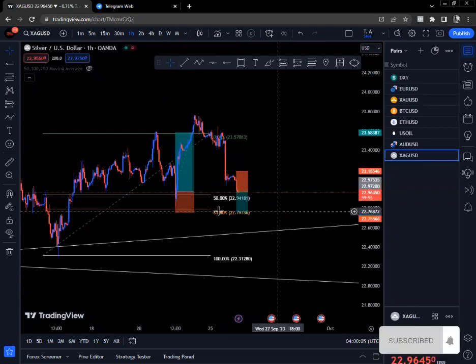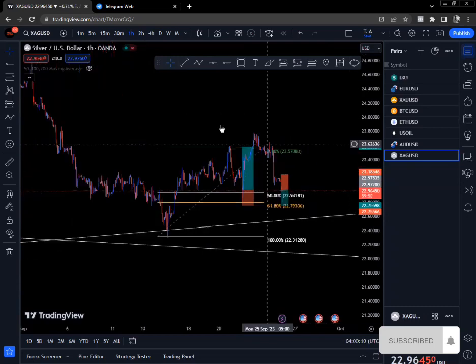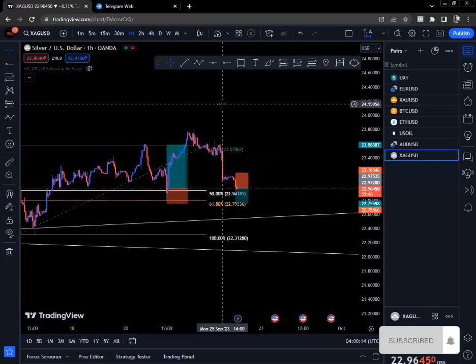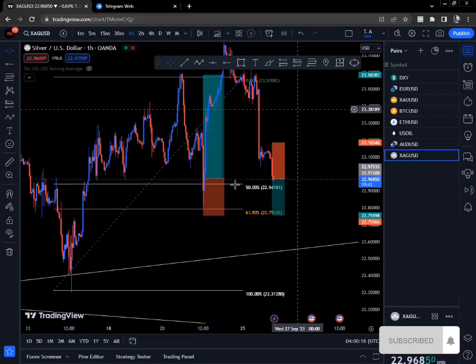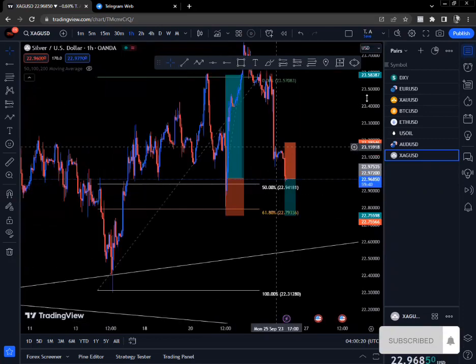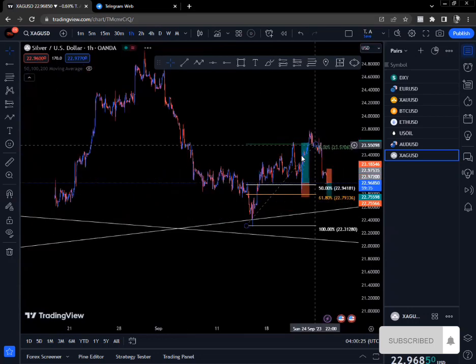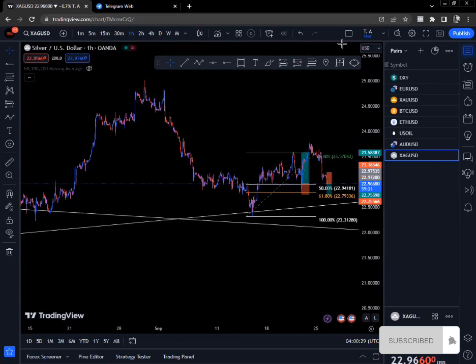This is just a test. This is my first time trading silver, so I'm just doing a test on silver. Let me see how to calculate the position size and how it works, actually. That's why I'm doing all this testing. And this is a backtest I did on oil and silver as well.